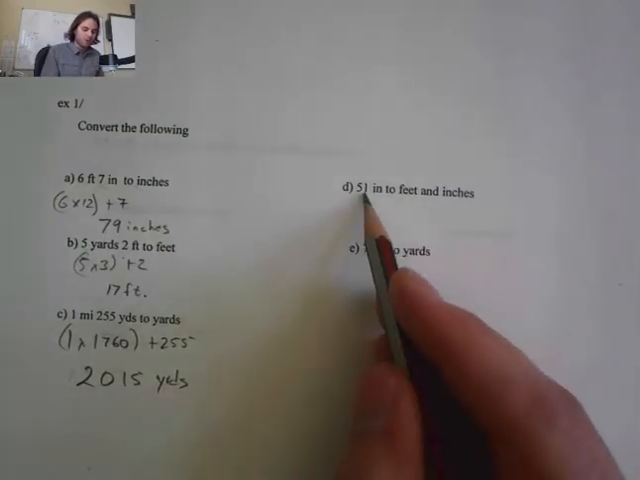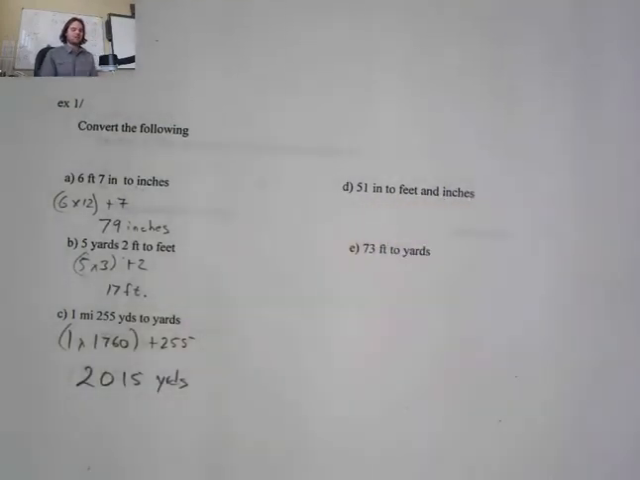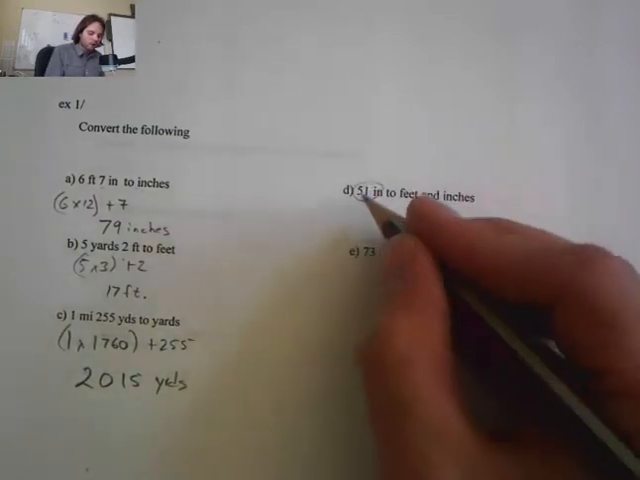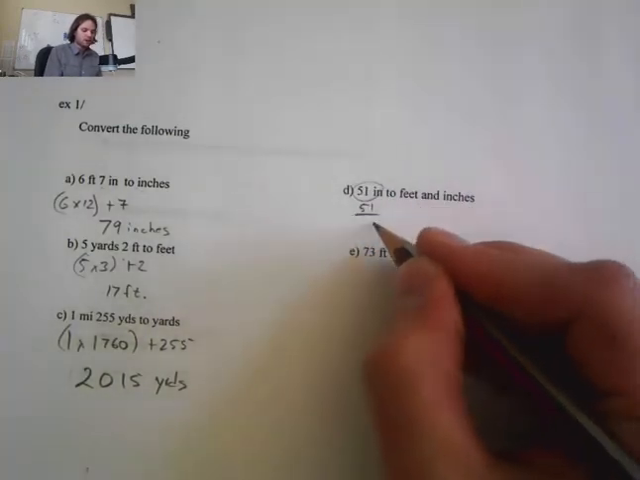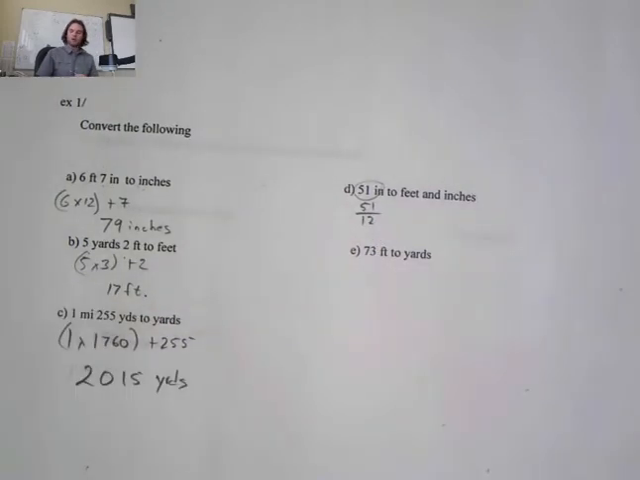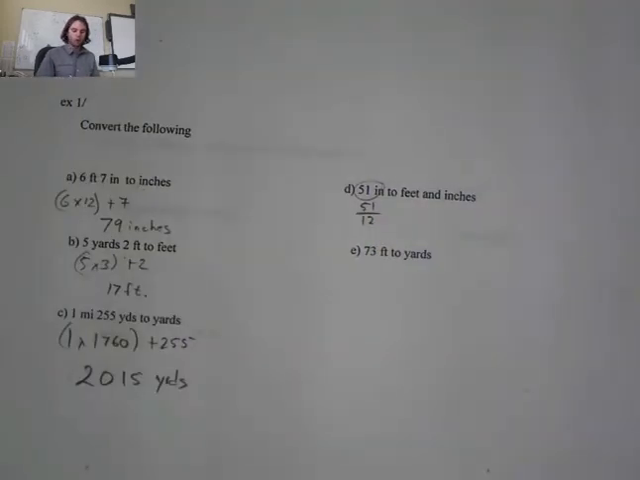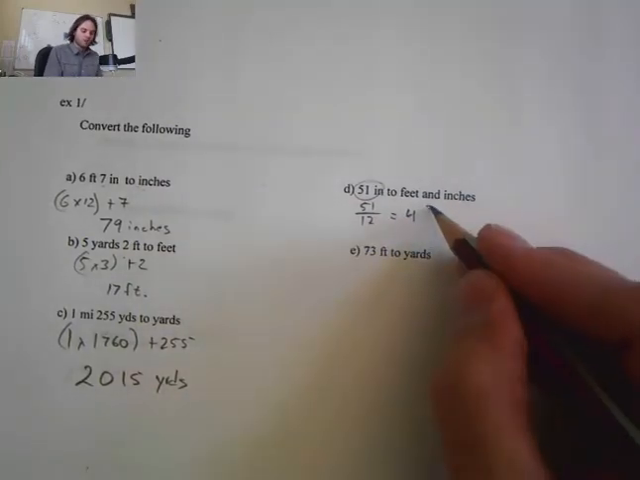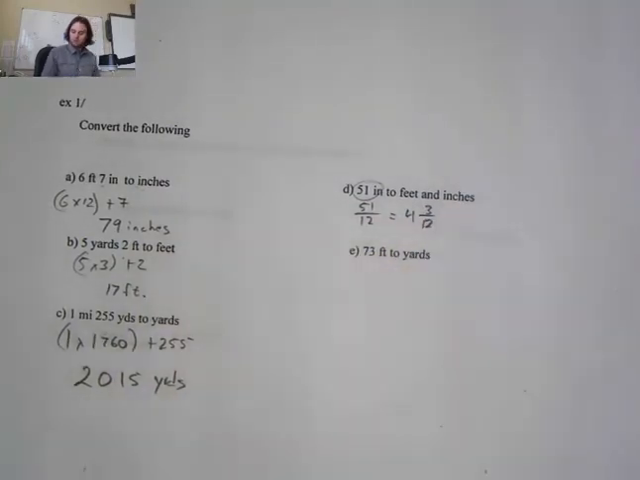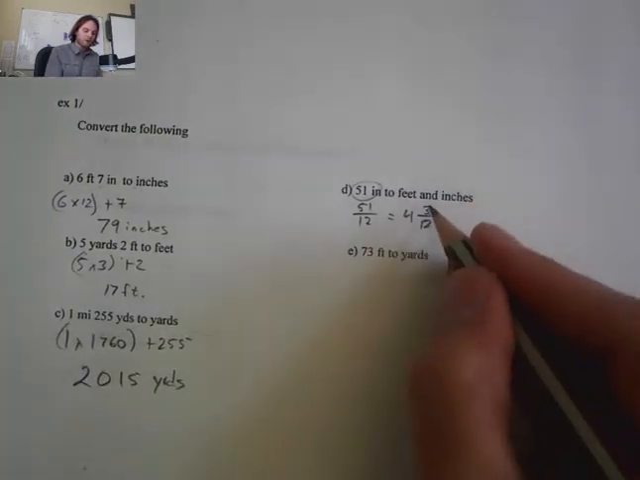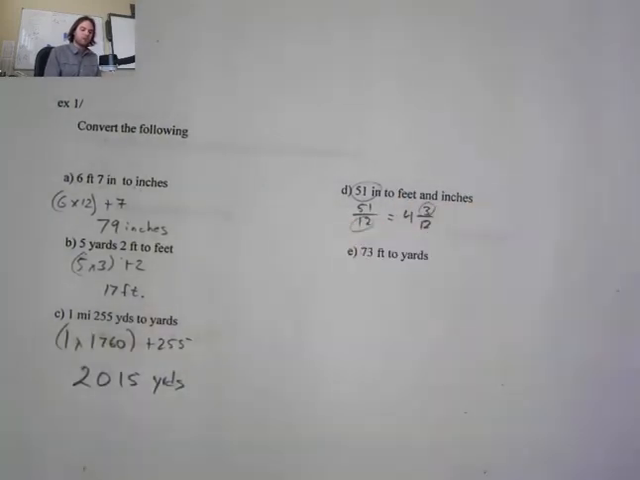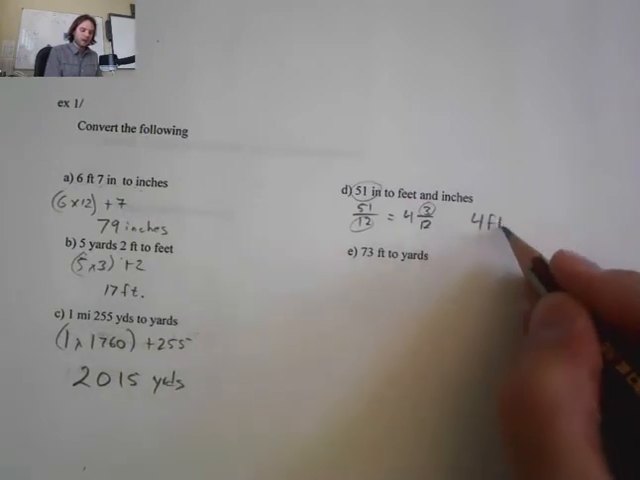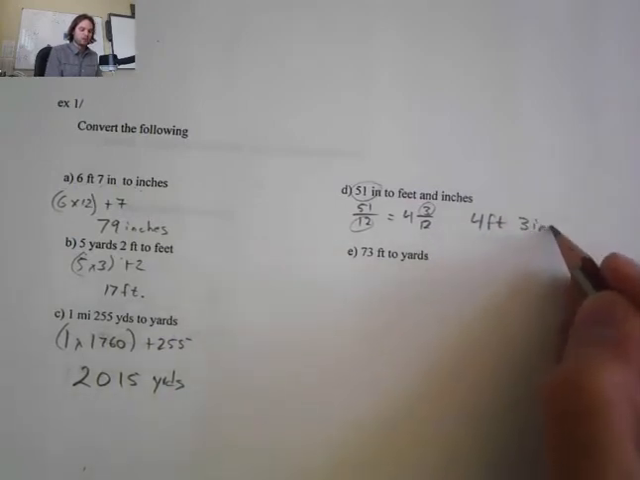Okay? Let's take a look at D. We're converting 51 inches to feet and inches. All right? So this is in inches. Well, I'm going to have to go 51 divided by 12. Well, how many times does 12 go into 51? A total of 4 times and 3 left over. Okay? That is because there's 12 inches in a foot. So that gives me 4 feet and 3 inches.